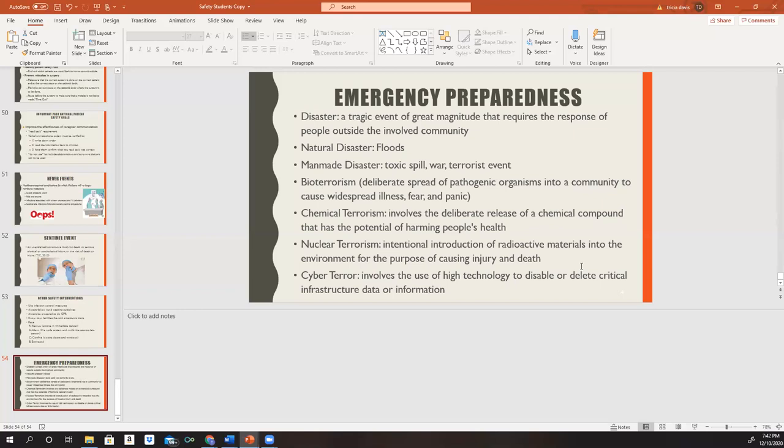bioterrorism, which is the deliberate spread of a pathogenic organism into a community to cause widespread illness, fear, and panic. So something that comes to mind with that for me is COVID. And then you have chemical terrorism, which involves the deliberate release of a chemical compound that has the potential of harming people's health. You have nuclear terrorism, which is intentional introduction of radioactive materials into the environment for the purpose of causing injury and death.